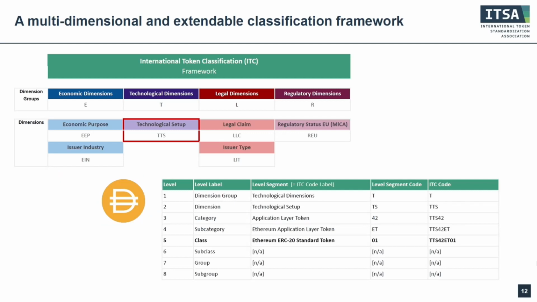The DAI, of course, is an ERC20 token, and unsurprisingly, the Maker governance token is also an ERC20 standard token.